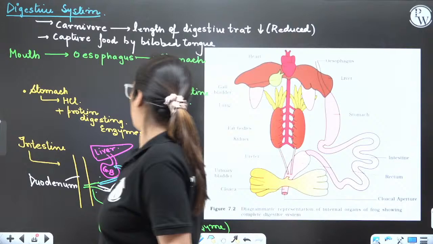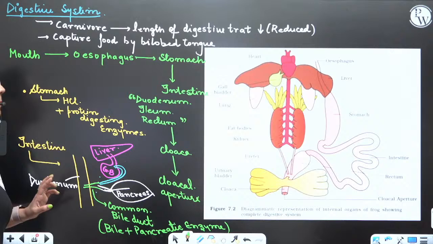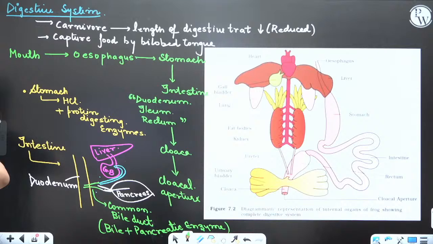Okay. Then, see, this is a rectum. Everything goes out with the help of the rectum aperture. Each and everything I have explained to you here. Done. So, all my dear students, clear? Okay. Now, let's do a quick NCERT reading.